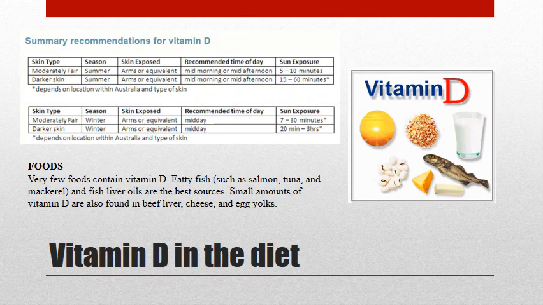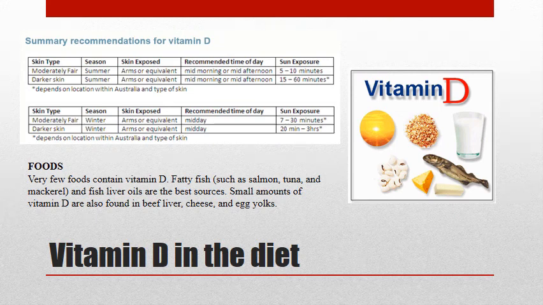So we know that vitamin D comes from sunshine, but have a look at this table here. It shows your skin type, the season, the recommended time of day, and how long you need to be in the sun for. So for Australians who are mostly moderately fair, during winter, which is now, if you're just having your arms exposed, the recommended time of day is midday, obviously when the sun's up the highest, and you should be out in the sun for 7 to 30 minutes.